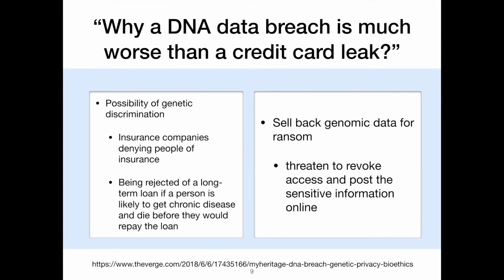There is also a risk of genetic discrimination. Genetic data can be used against people. For instance, insurance companies may deny people of insurance, or people may be rejected of a long-term loan if a person is likely to get a chronic disease and die before they would repay the loan. And there can be some people who get the control of a database of genomic data and they threaten to revoke access or post the sensitive information online unless they receive some ransom in exchange for the data that they took the control.